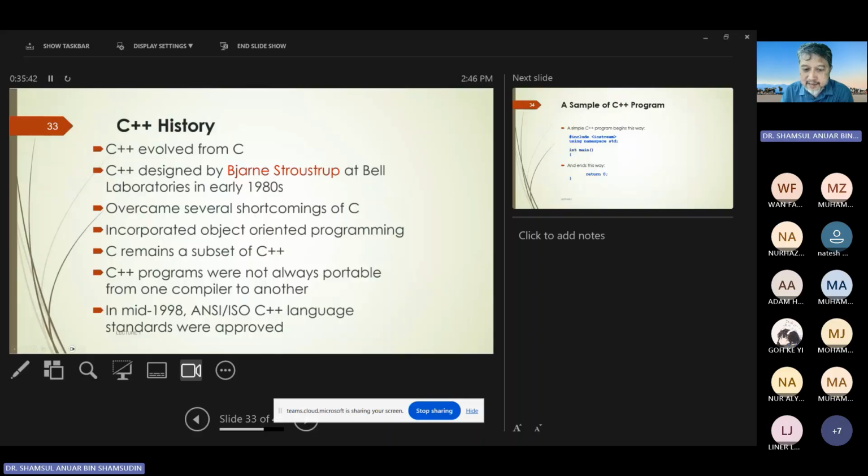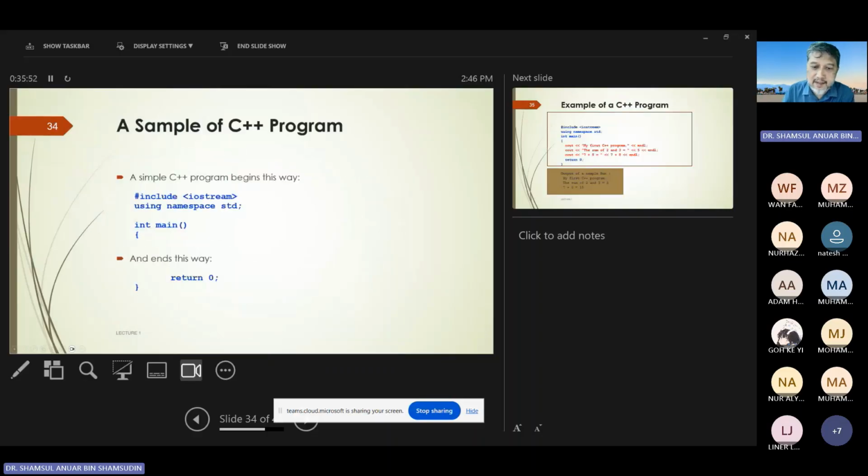But all this was rectified when they had some standardization, and then pretty much you can use your C++ program on any compiler. So this is a snapshot of an introduction of what the coding should look like.